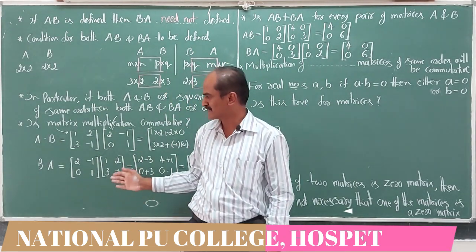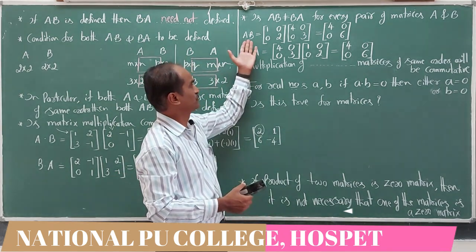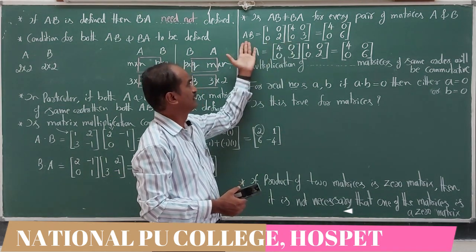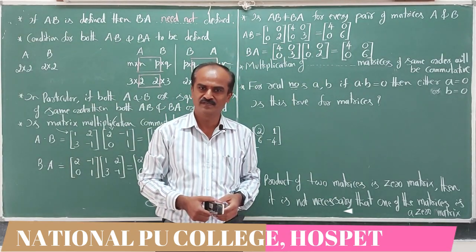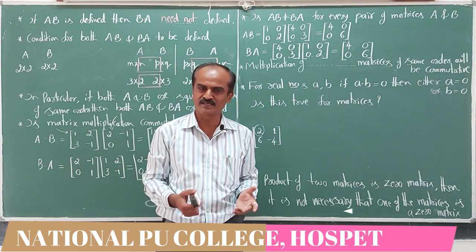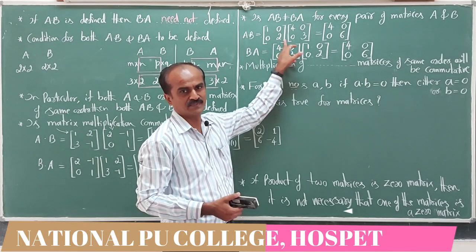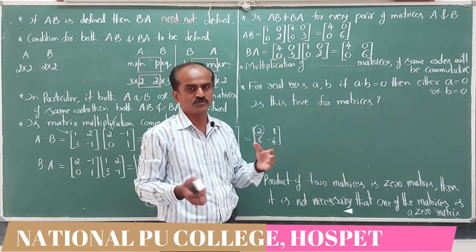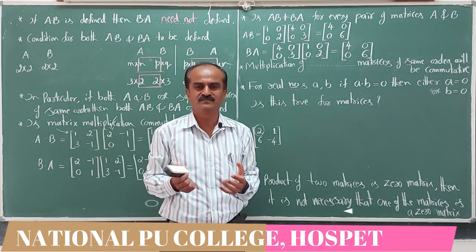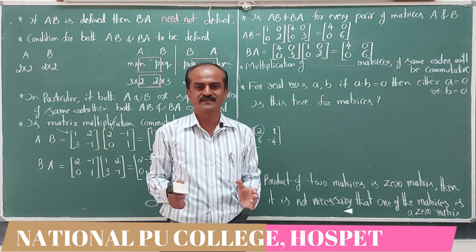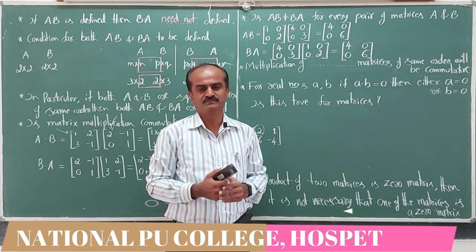In the earlier example, I get AB is different from BA. Here when I take these two as matrices A and B, I am able to get AB matrix is same as BA. Do you observe what kind of matrices I have taken? They are diagonal matrices. So when you choose A and B, diagonal matrices of the same order, it is always guaranteed that AB is equal to BA, but not in general.